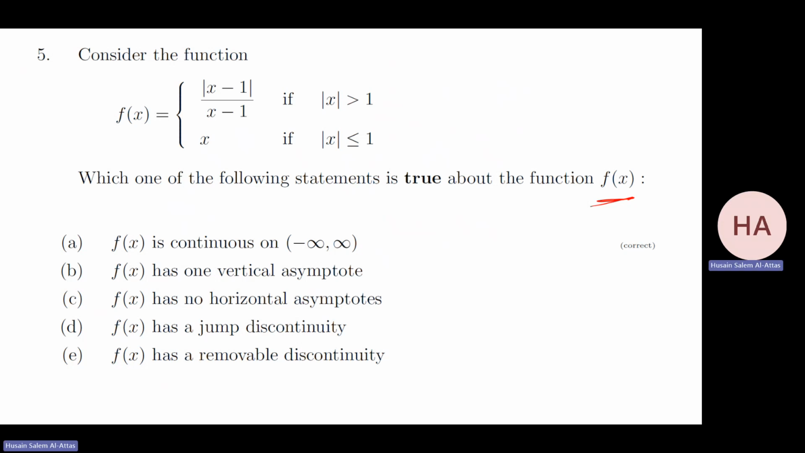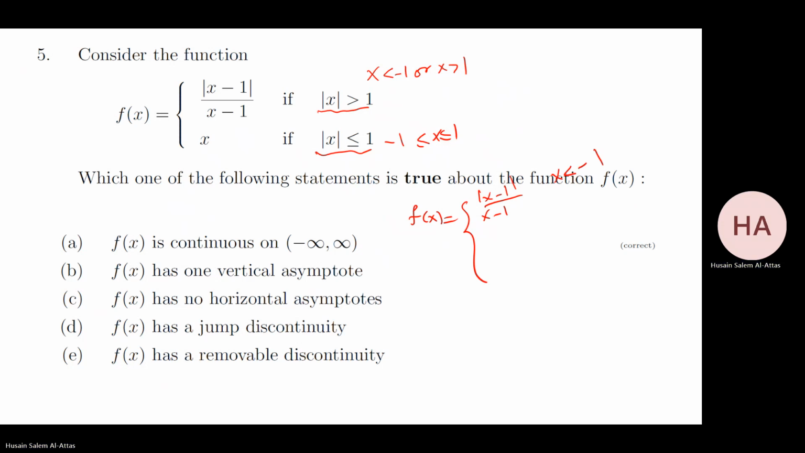Very clear. Now, first, I need to rewrite the function. What's the meaning of this? That means x is less than minus 1 or x greater than 1. And what's the meaning of this? X is between minus 1 and 1. Let me write the function. The function is something like this now: f(x) for x less than minus 1, I just rearranged it, f(x) for x between minus 1 and 1, and the same thing, f(x) for x greater than 1. So this is my function.